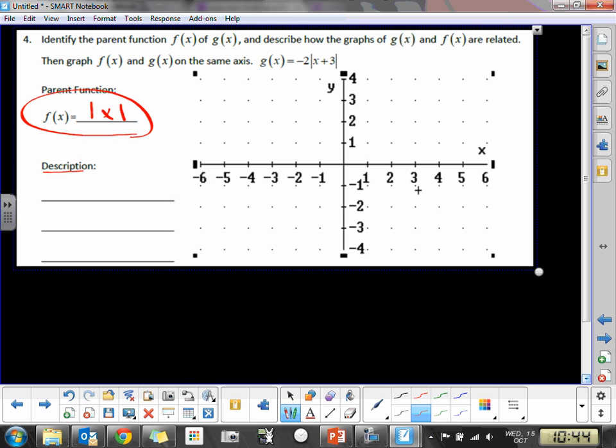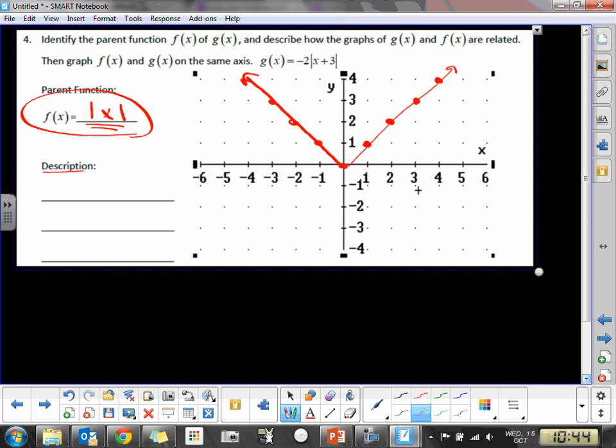But I asked you to graph f of x, so the absolute value of 0 is 0, the absolute value of 1 is 1, the absolute value of 2 is 2, and so on. And we can do the absolute value of negative 1, which is 1, the absolute value of negative 2, which is 2, and so on. So this is the graph of our parent function, absolute value of x. Now we're going to make some adjustments to it.